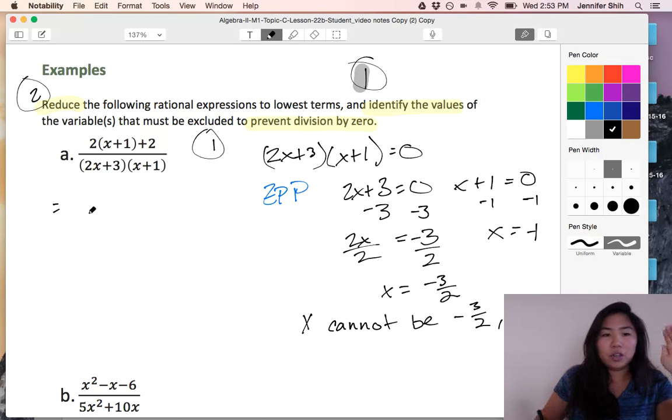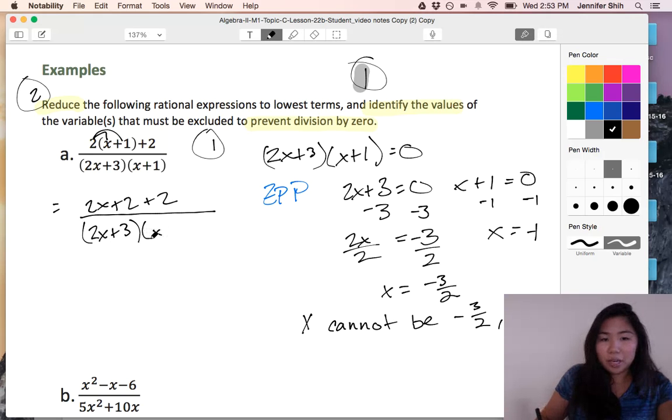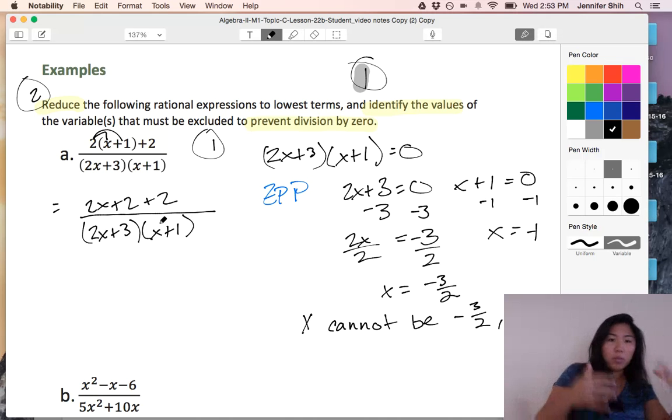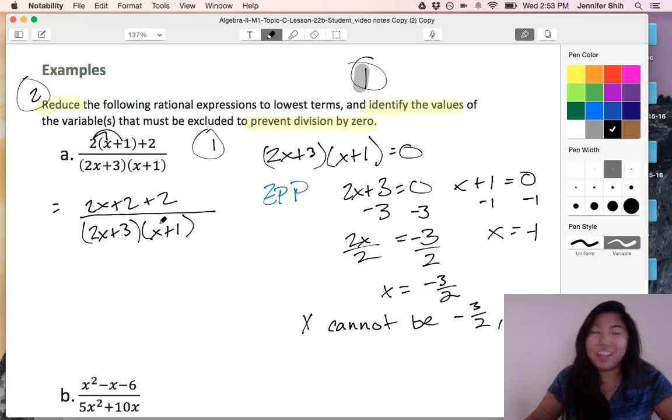So what we need to do is expand the numerator. I'm going to expand this numerator: 2x plus 2 over 2x plus 3 times x plus 1. You may be wondering why I didn't expand the denominator. It's because I want my numerator and denominator in factored form. I can cancel out factors. I cannot cancel out terms.